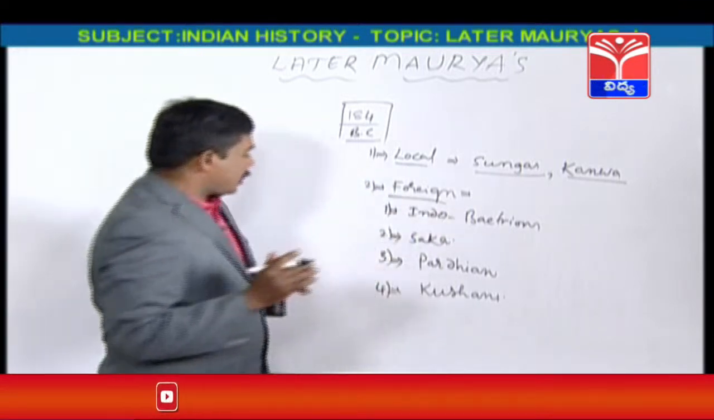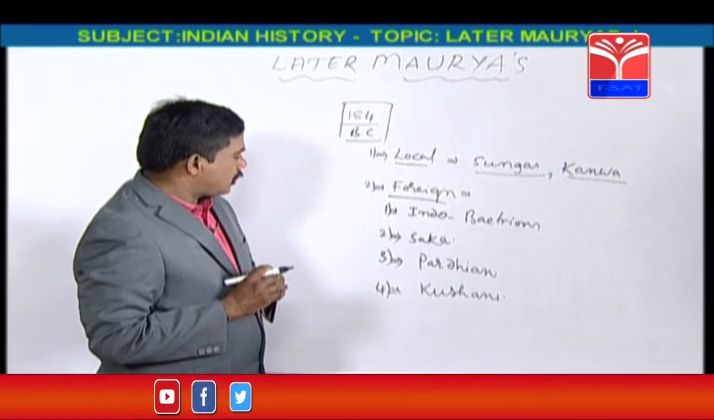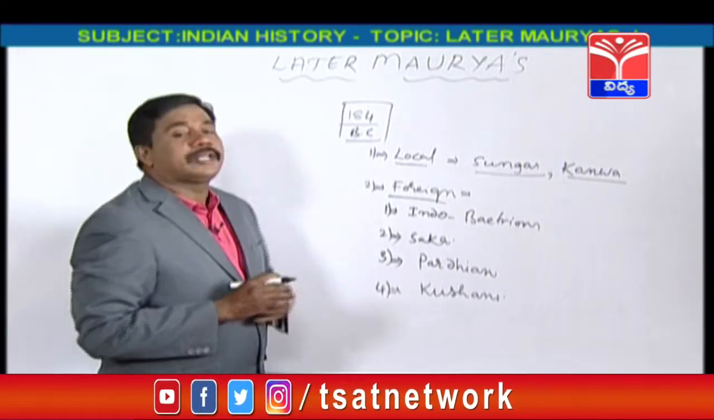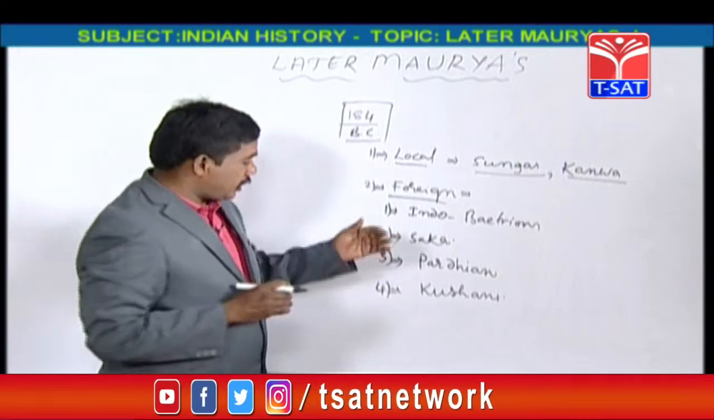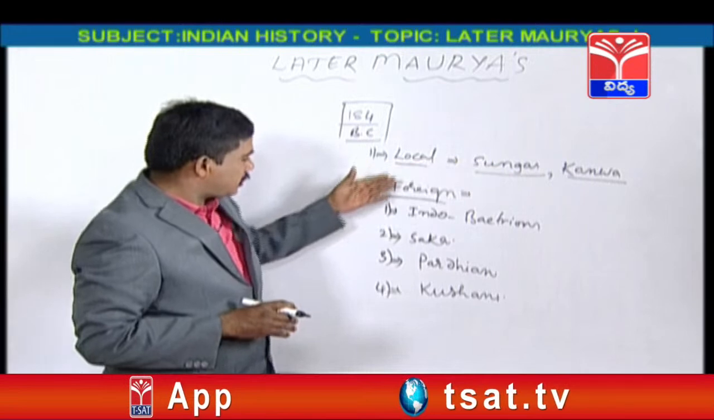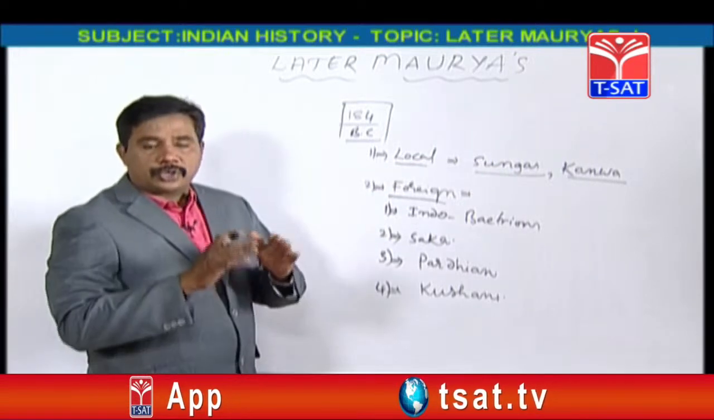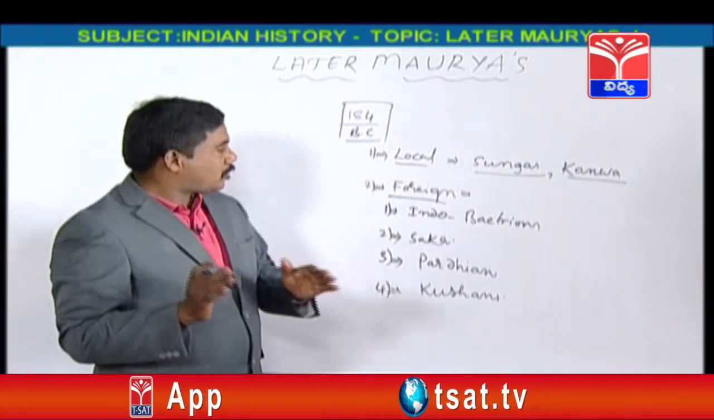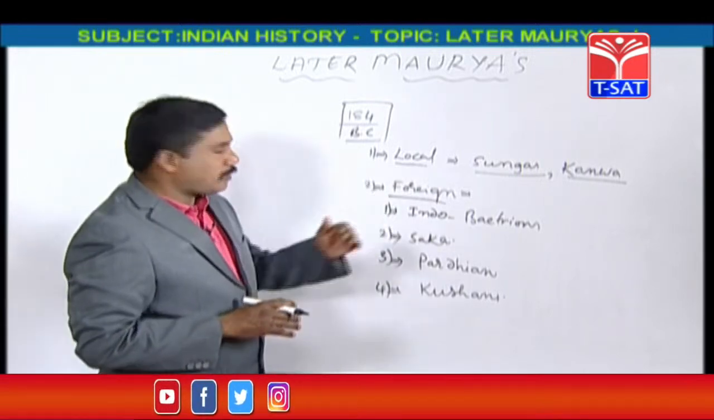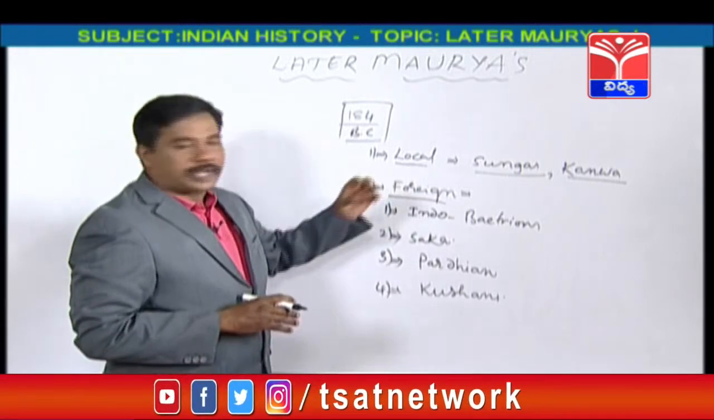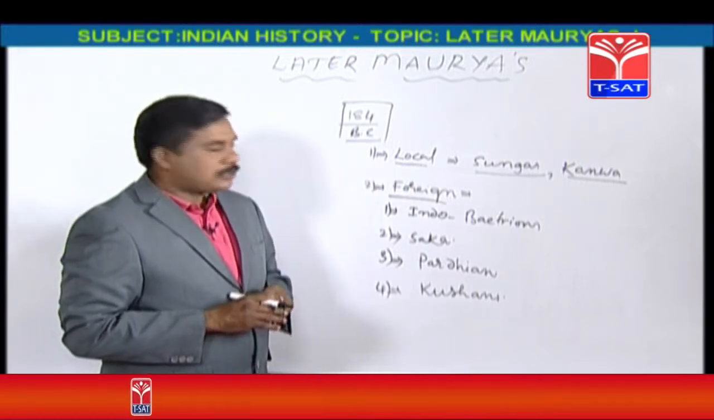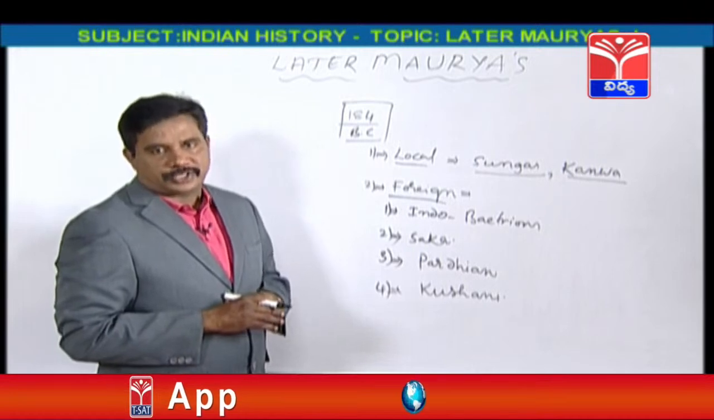So many people will have doubts: after the decline of the Mauryas, what was the political situation in North India? That's why these are the local kingdoms and these are the foreign kingdoms. Total North India was occupied by these kingdoms. Okay, now we can go one by one. First, the Shungas. Who are the Shungas? How did they come, and what did they rule? So we have to see about the Shunga dynasty.